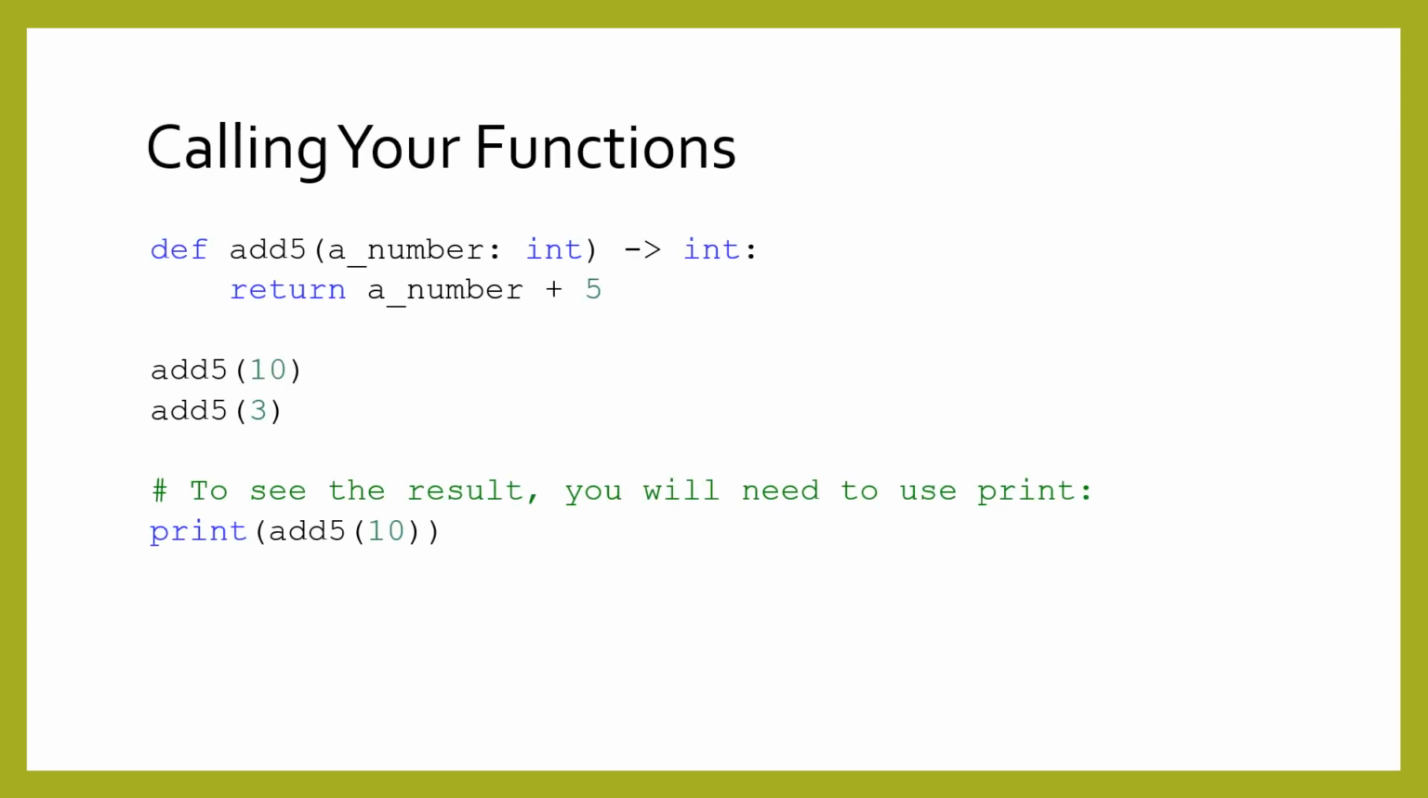After you've defined a function, you can use it by calling the function. As we did before, we combine the name of the function with calling parentheses. Note how we still pass in arguments. Here we call the function add5 twice, first passing in the argument 10 and then calling it again with the argument 3.